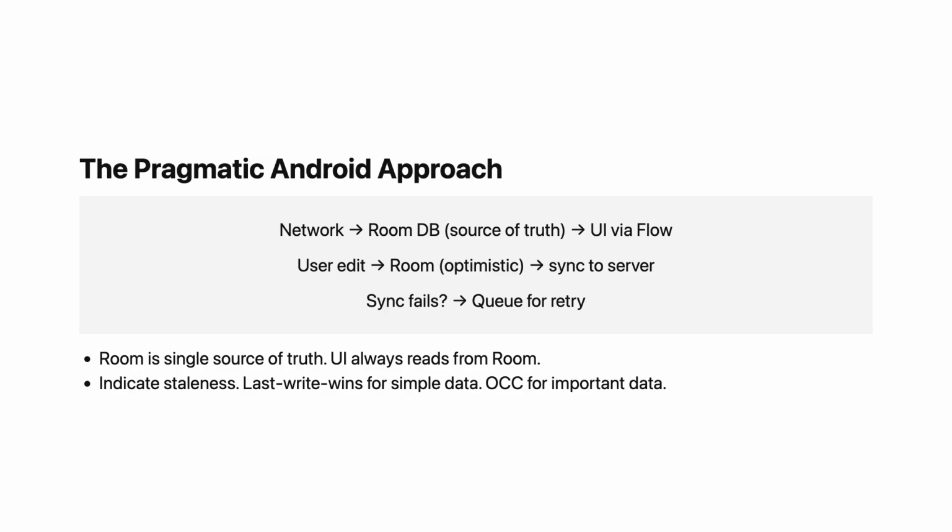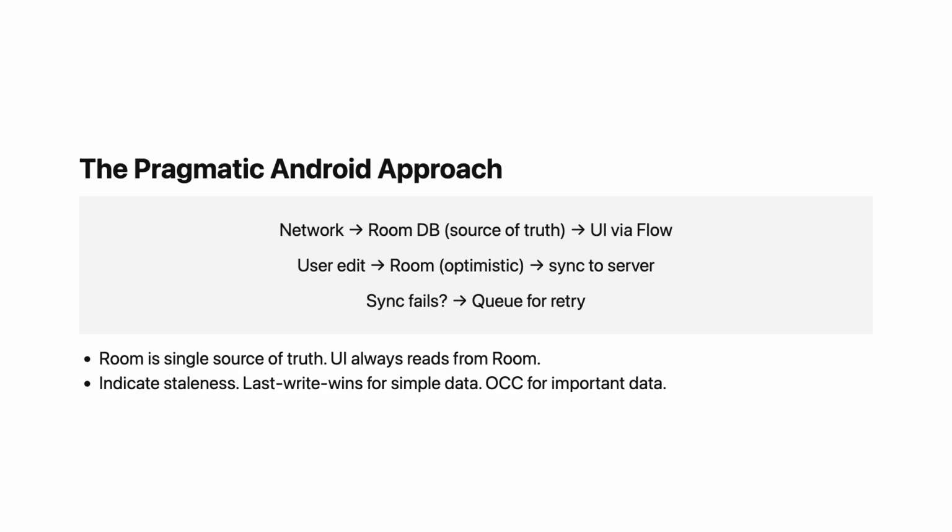When the user makes a change, apply it optimistically to Room. Sync to the server in the background. If the sync fails, queue it for retry. For conflict resolution, use last write wins for simple data and optimistic concurrency for important data. Save CRDTs for collaborative features if you ever need them. This architecture is what the Android team recommends, what Now in Android implements, and what works reliably in production. It is not the most theoretically rigorous approach, but it handles the reality of mobile networking with grace.